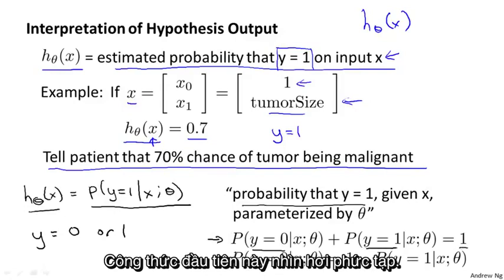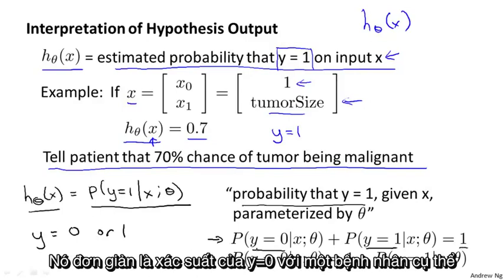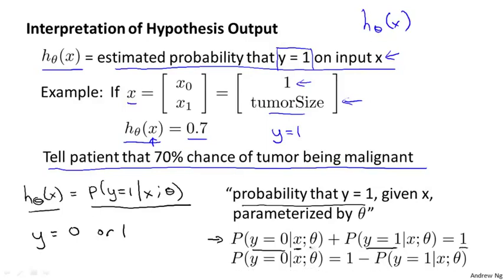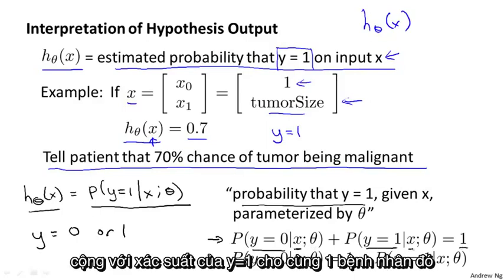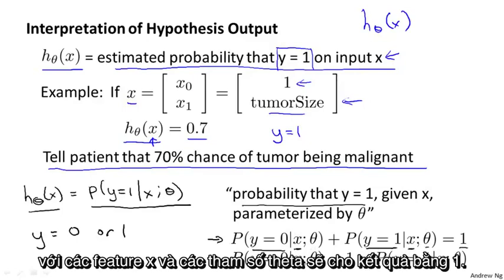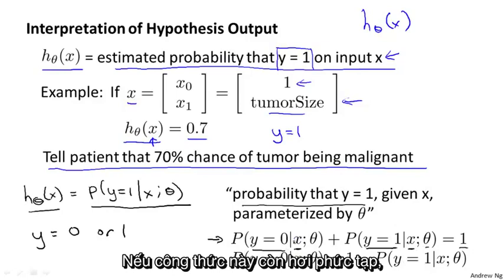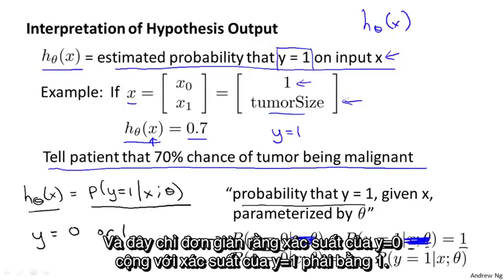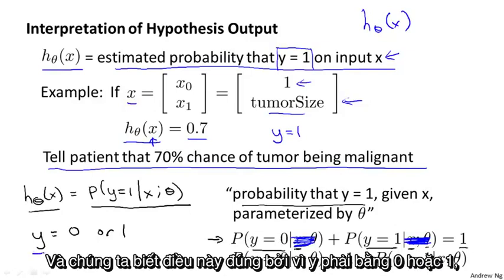This first equation looks a little bit more complicated, but it's basically saying that the probability of y equals 0 for a particular patient with features x, and given our parameters theta, plus the probability of y equals 1 for that same patient with features x, and given our parameters theta, must add up to 1. If this equation looks a little bit complicated, feel free to mentally imagine it without that x and theta. And this is just saying that the probability of y equals 0 plus the probability of y equals 1 must be equal to 1. And we know this to be true because y has to be either 0 or 1.